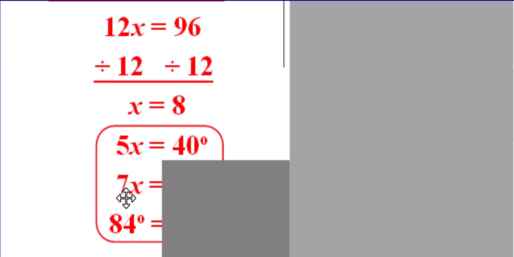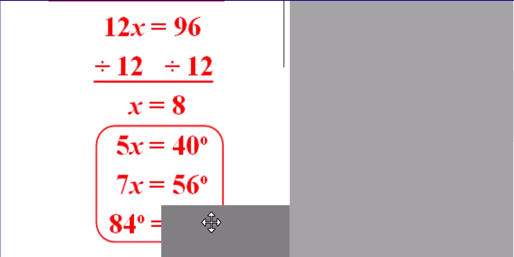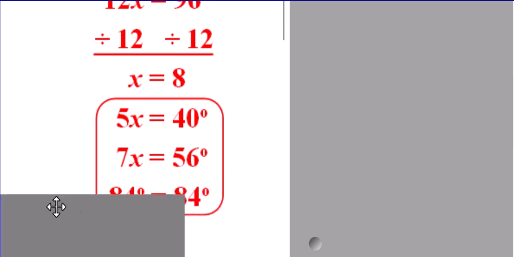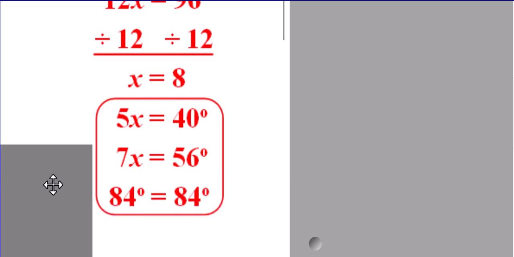What about 7x? Does that mean 7 times 40? No, it means 7 times x, and x was 8. So what's 7 times 8? 56. And then, do I do 84 times 8? Do you see an x here next to the 84? I don't. So 84 is just 84. I know, that's kind of silly, but it's actually not silly because there's no x there, so there's no multiplication involved with the 84.